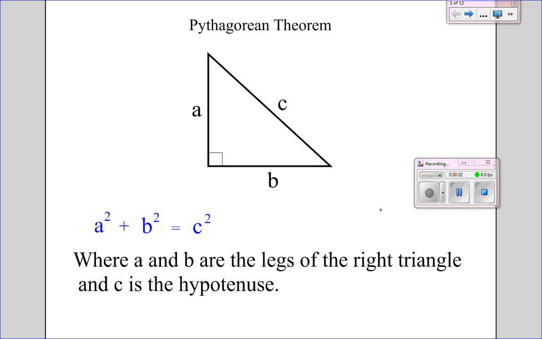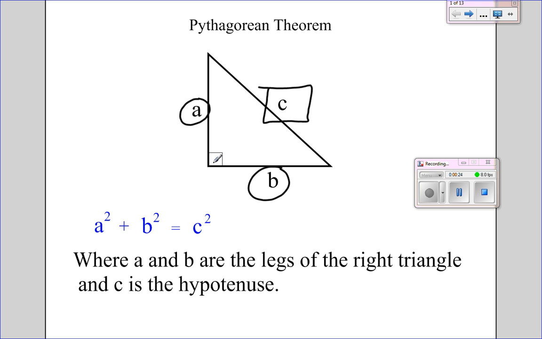In this video, we'll be looking at the Pythagorean theorem. So the Pythagorean theorem, as you might recall, is a theorem we use when we have right triangles. We use it to solve a missing side. And the Pythagorean theorem is a squared plus b squared equals c squared, where a and b are the legs of the right triangle, so the two sides that make the right angle, and then c is the hypotenuse.